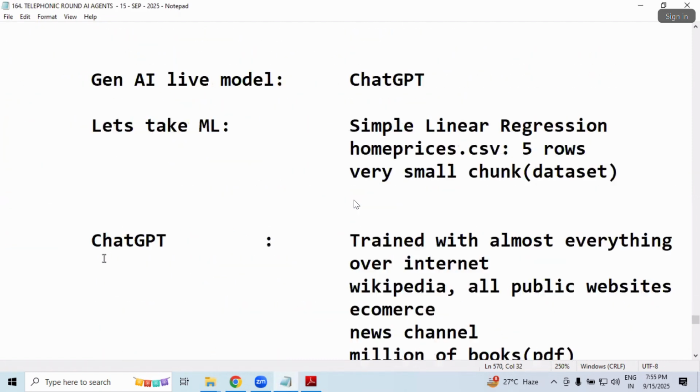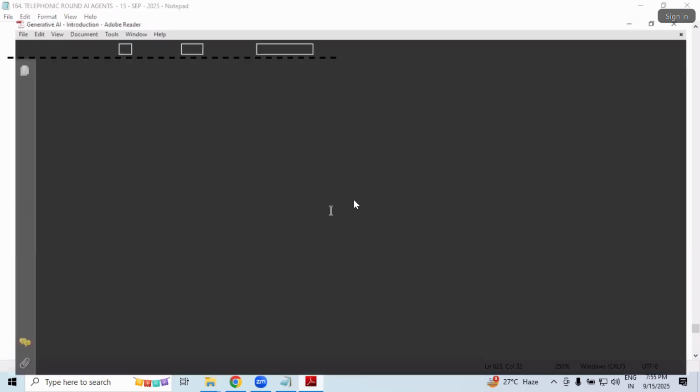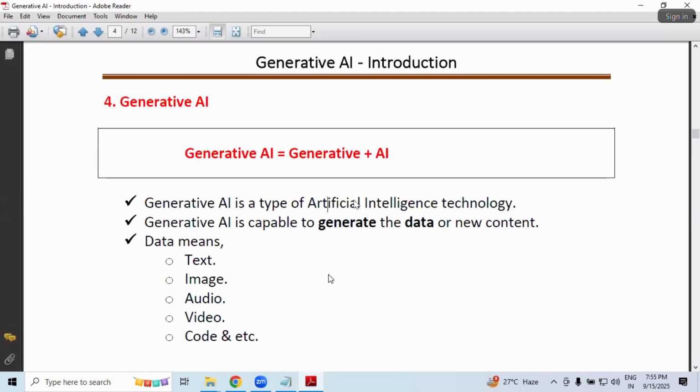Instead of talking more and more, I need to walk through the material. You will get an idea. Gen AI is a type of AI. Yes, exactly, this one is AI only, but Gen AI is capable of generating new data or content. In olden days, there was no Gen AI.